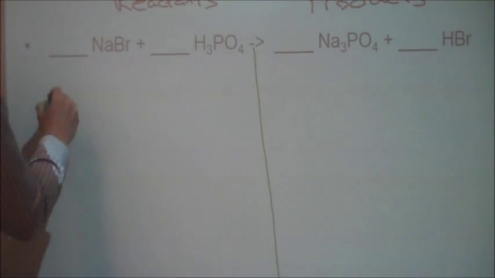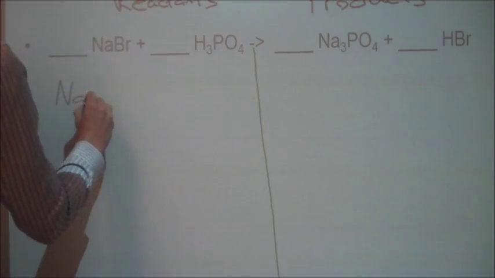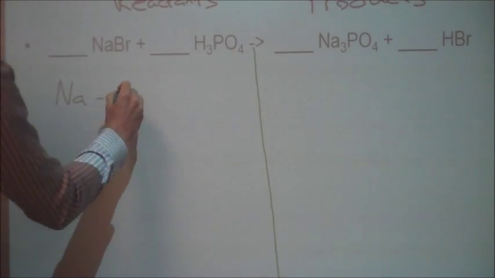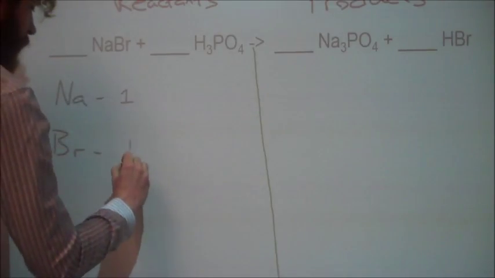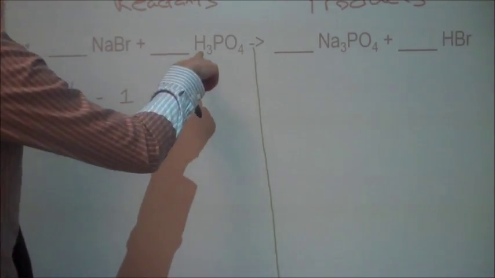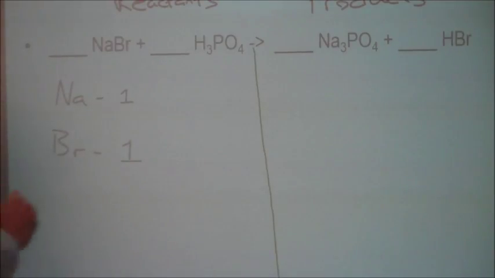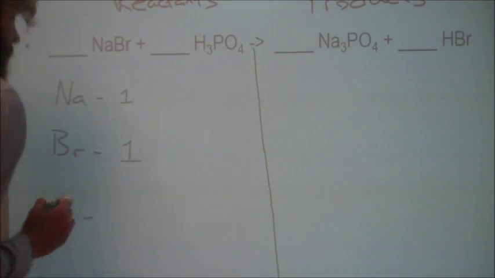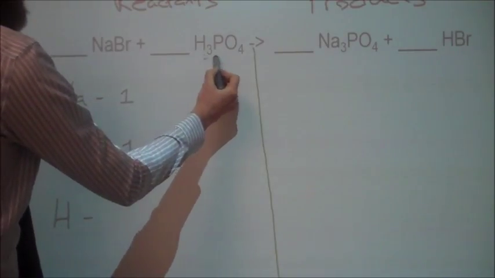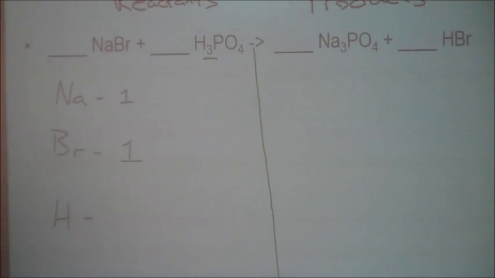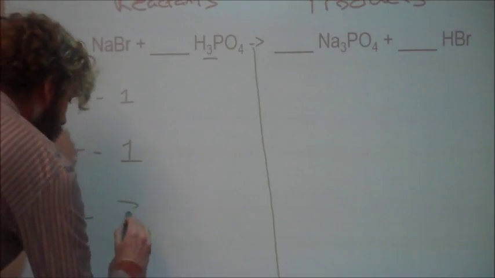So on our reactants we have sodium, Na. Right now we have one of those. We also have bromine. We have one of those. Now we're moving on. Hydrogen. Now for this hydrogen, we have 3 because of this subscript right there. We have 3.